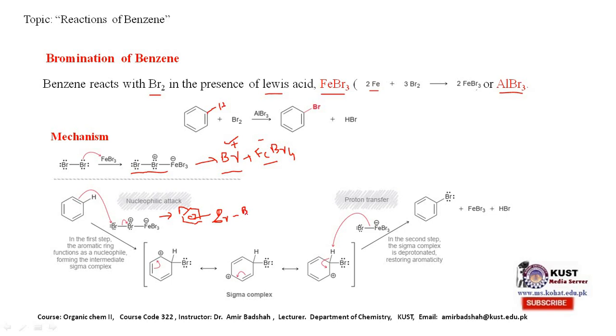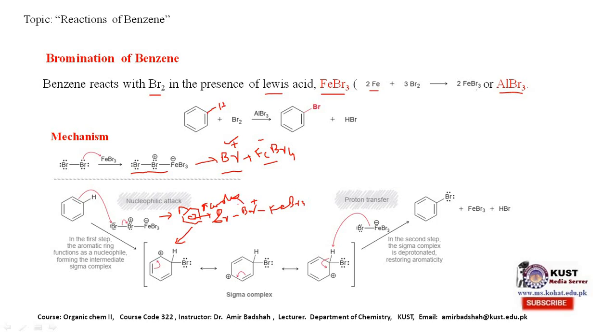This is the electrophile Br positive, from Br2 and FeBr3. Such a pi complex is formed, and after its formation it changes into a sigma complex. In a pi complex, what happens? A true bond is not formed. This is only an interaction between the electronic cloud and the electrophile. Such a complex is called a pi complex.